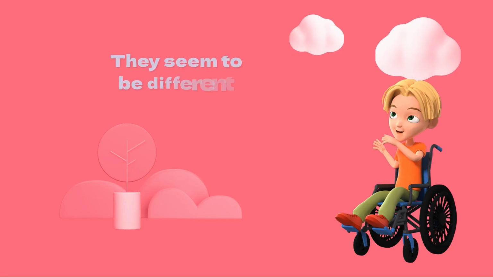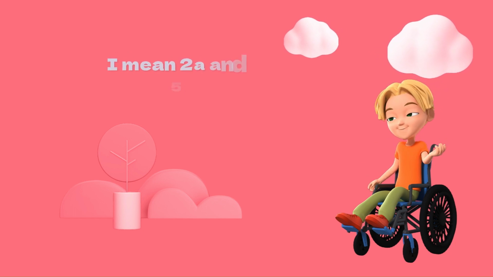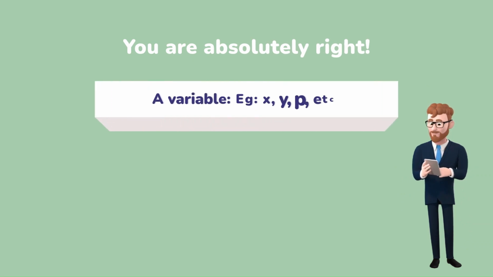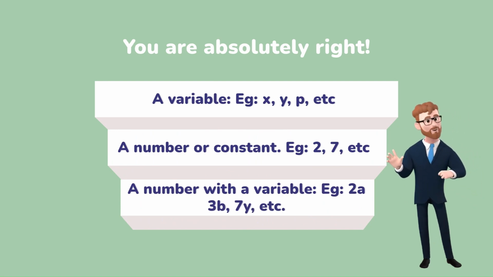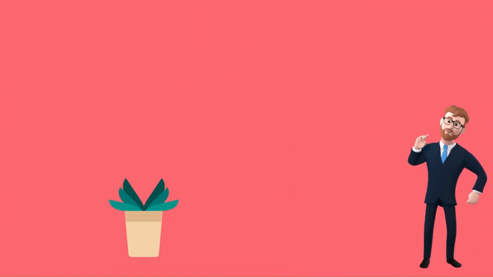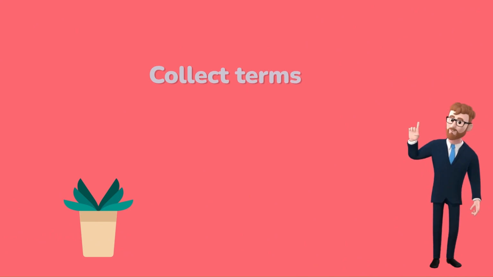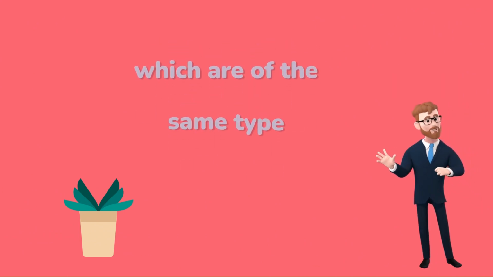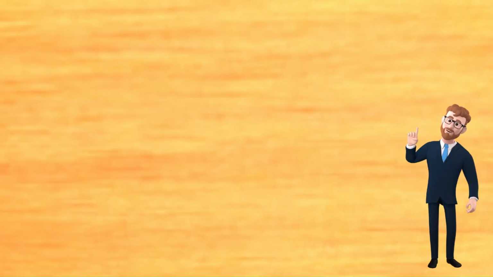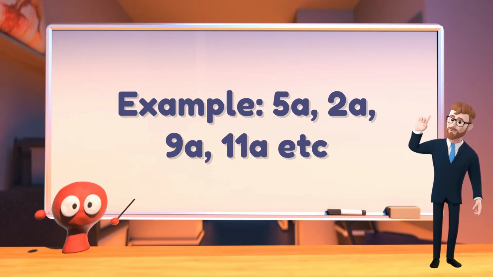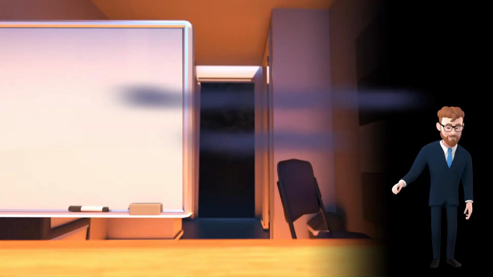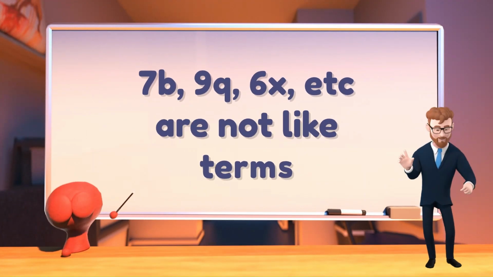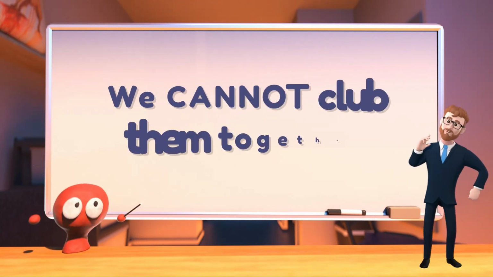Mr. J, but aren't they different? I mean, 2a and 5. Correct. A term can be a variable, a number, or a number along with a variable, as shown here. In algebra, we collect the like terms together. But they have to be the same. Example: 5a, 2a, 9a, etc. are like terms because they all are numbers along with the same variable. 7b, 9q, 6x, etc. are not like terms as they have different variables.